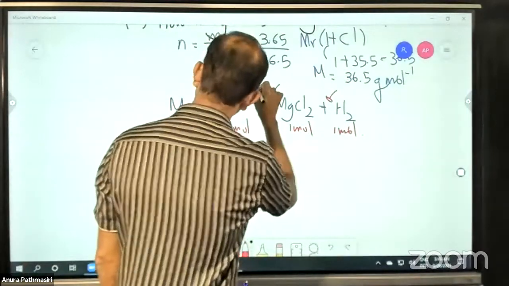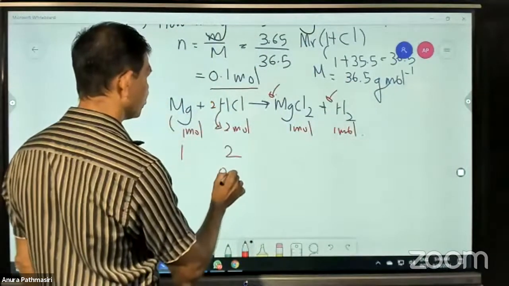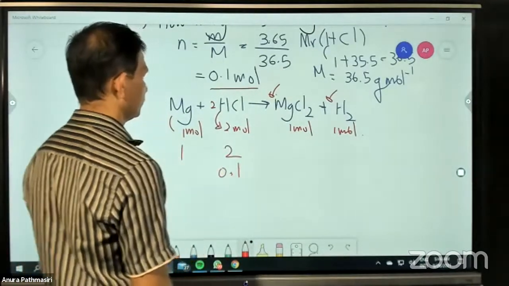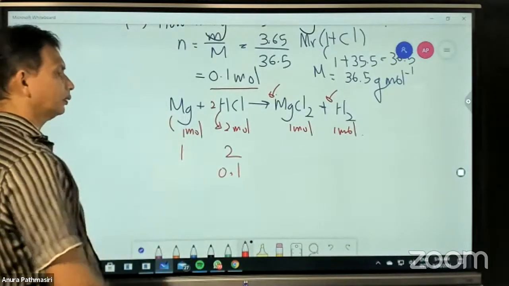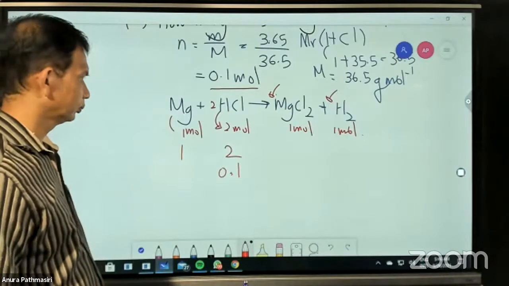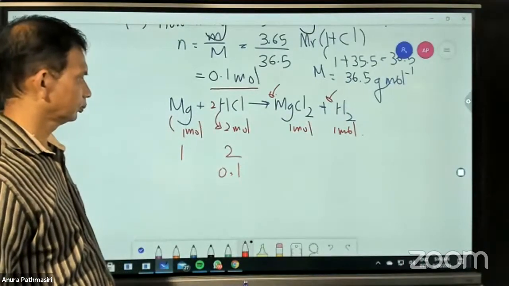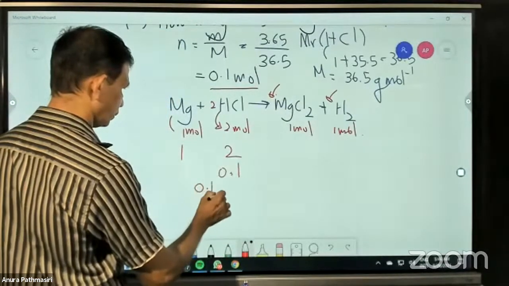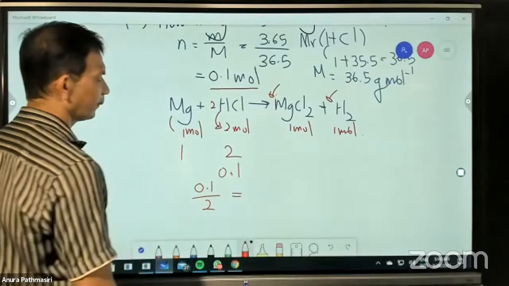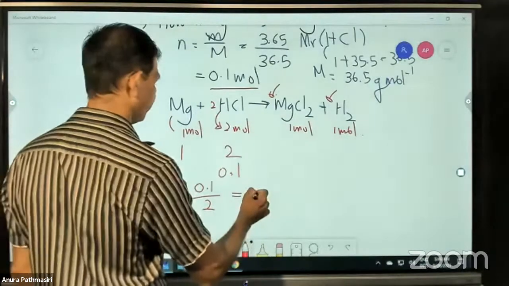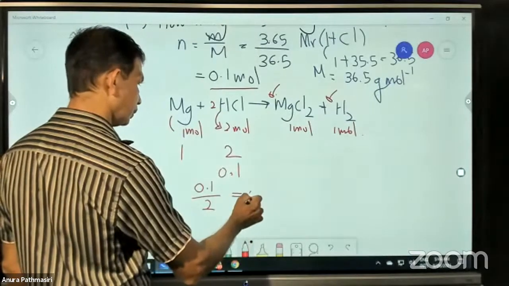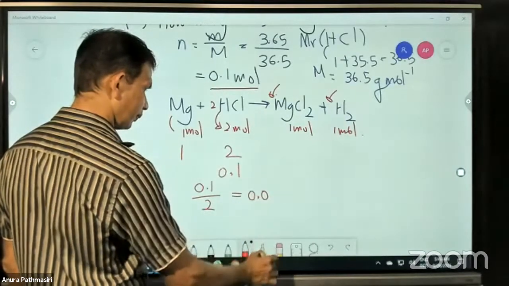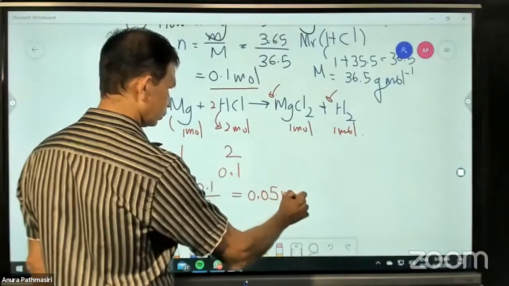If you have 0.1 mole of HCl, then 0.1 divided by 2 equals 0.05 moles.